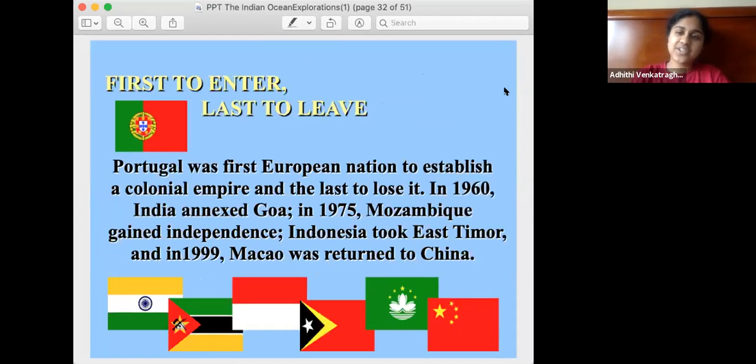So the first to enter and the last to leave. Portugal was the first European nation to establish a colonial empire and last to lose it. In 1960, India annexed Goa, and in 1975, Mozambique gained independence. Indonesia took East Timor, and in 1999, Macau was returned to China. These are all Portuguese states.